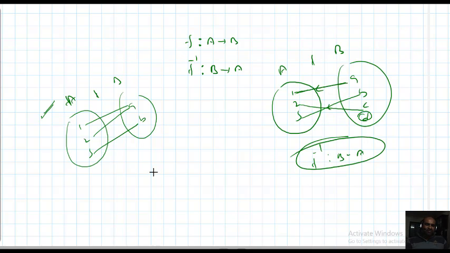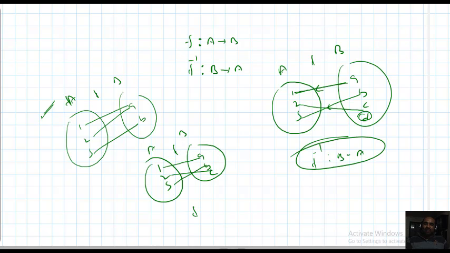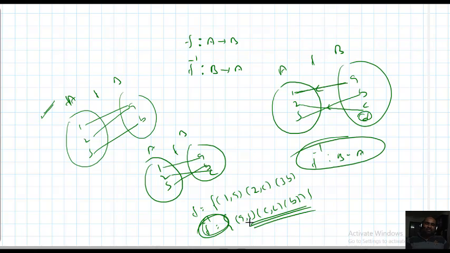But take another example. A, B, 1 2 3, A B C. Observe students, write in ordered pairs: f equals (1,a), (2,c), (3,b). Find the inverse relation: (a,1), (c,2), (b,3). See clearly, f inverse is also a function only here. A C B, 1 2 3.